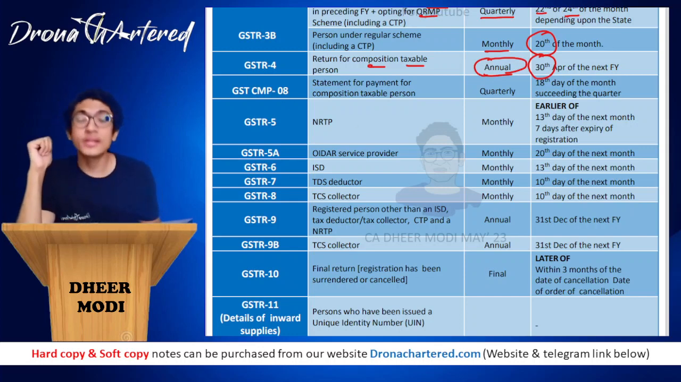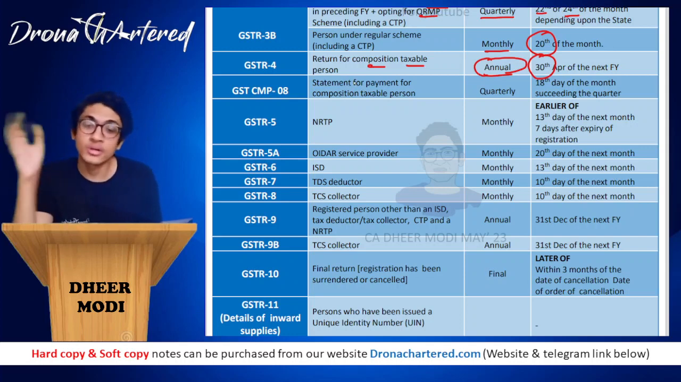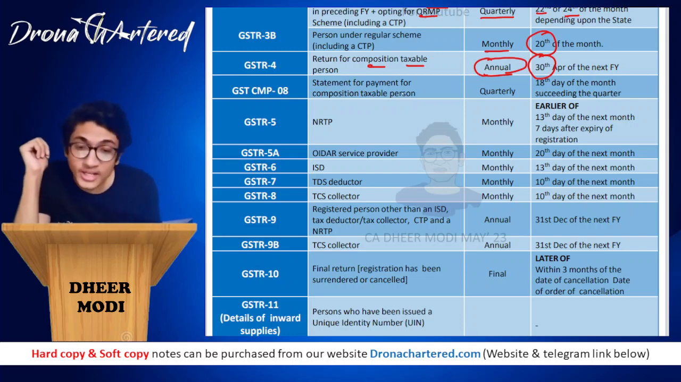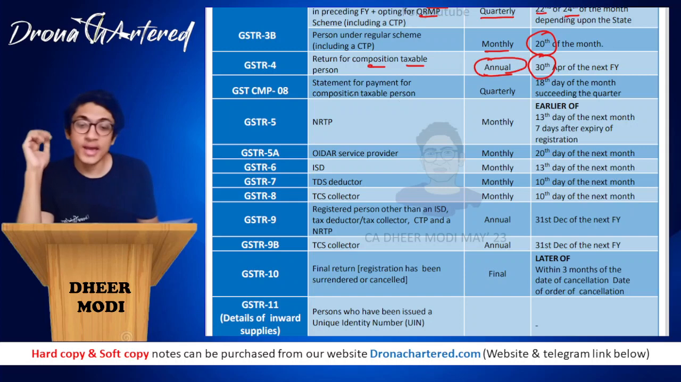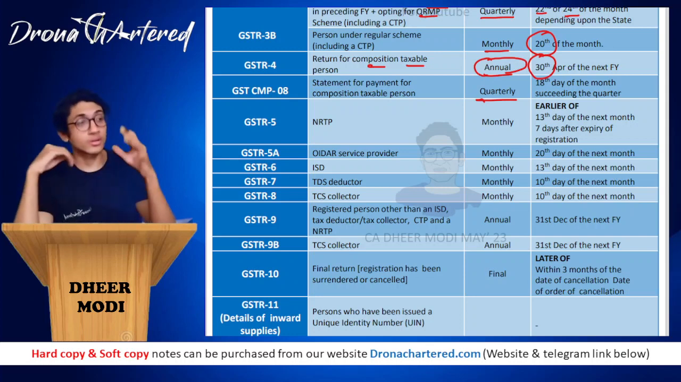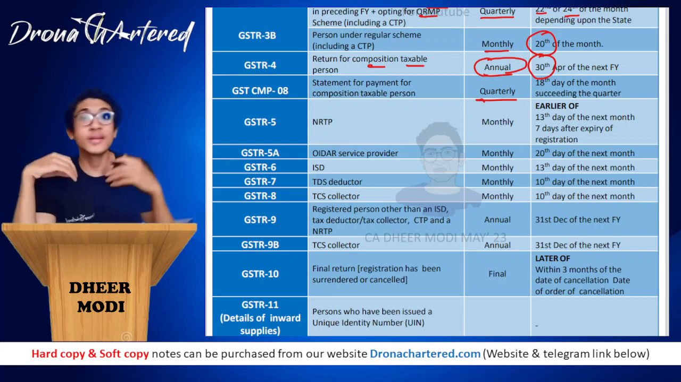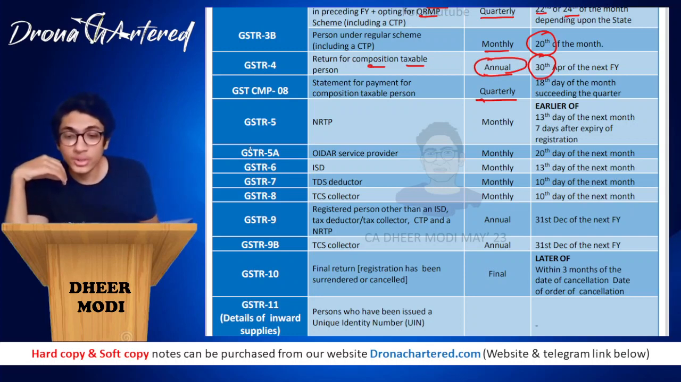Next is your GST CMP 08. Remember, this is not a return, this is a statement. It is a statement for payment for a composition taxable person. So even though he is furnishing his return annually, his payment will be done quarterly. This is due on the 18th day of the month succeeding the quarter. So whenever your quarter ends, the 18th of the next month will be your due date.